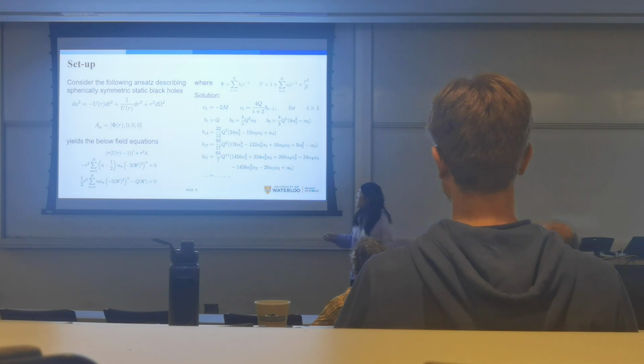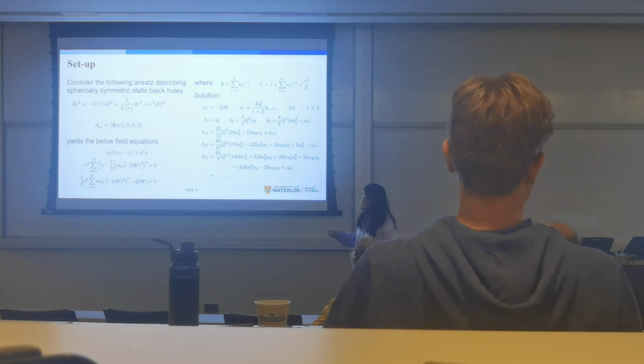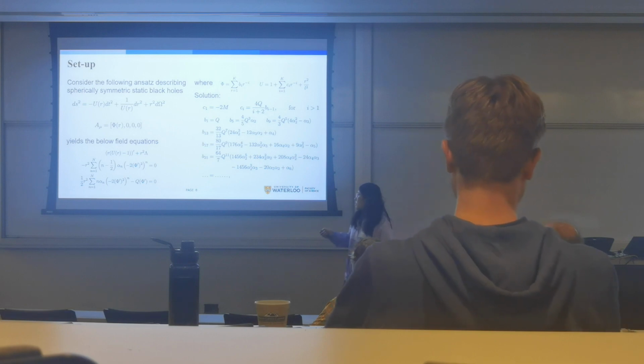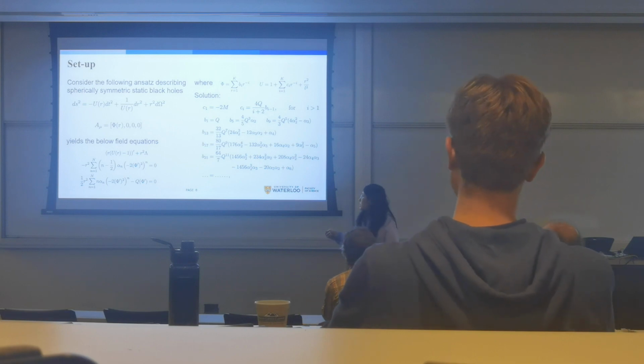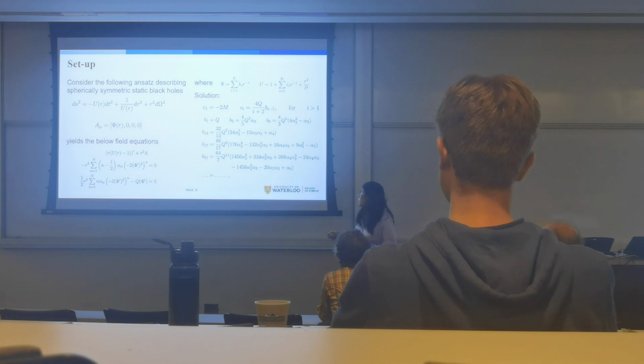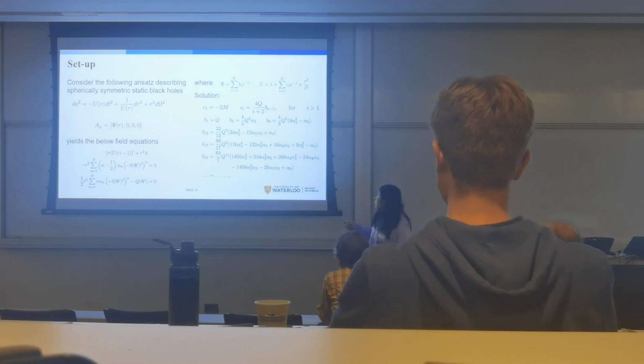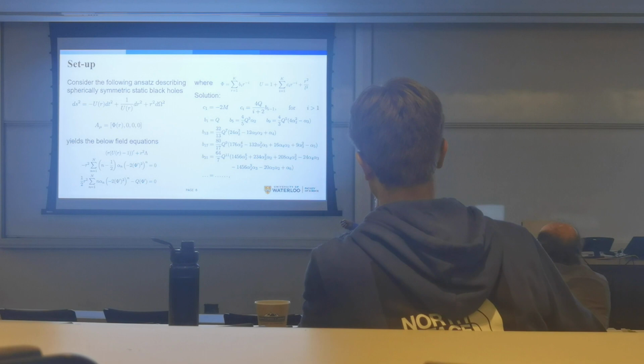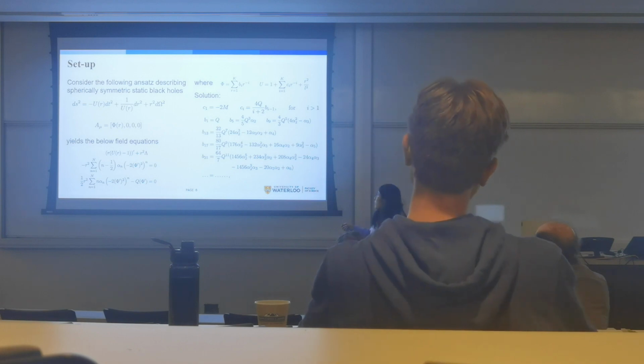By considering the following ansatz, which describes a spherically symmetric static black hole, where the vector potential is given by this expression, this yields the below field equations. When we use the power series expansion method to solve these field equations, we can get the black hole solution here, and the solution for the C's and B's, which are determined by the mass M, the charge Q, and also the coupling constants alphas.